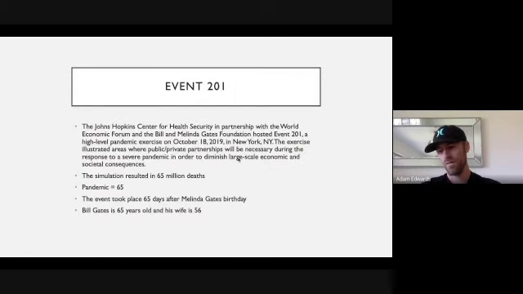Event 201. If you've not heard about this, it's exactly what's wrong with the world if you've not heard of Event 201. So what was it? The Johns Hopkins Center for Health Security, in partnership with the World Economic Forum and the Bill and Melinda Gates Foundation, hosted Event 201, a high-level pandemic exercise on October the 18th, 2019 in New York. The exercise illustrated areas where public-private partnerships will be necessary during the response to a severe pandemic in order to diminish large-scale economic and societal consequences.